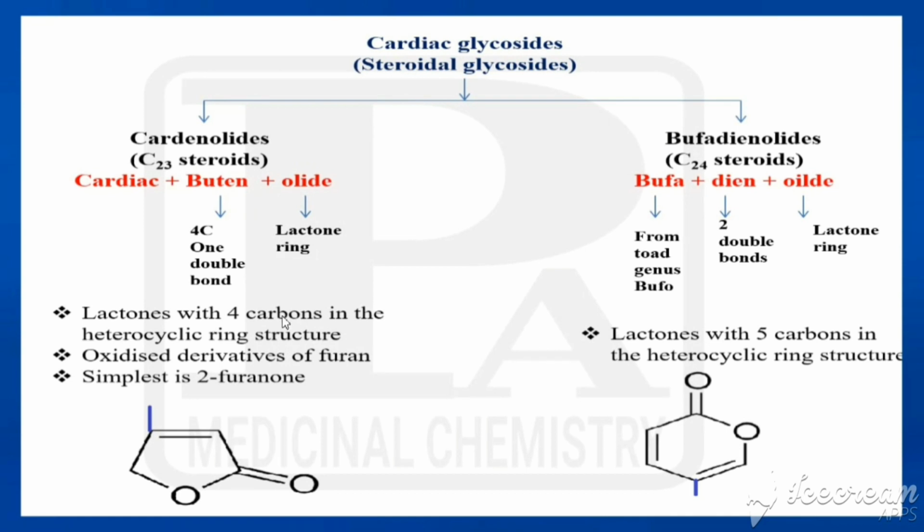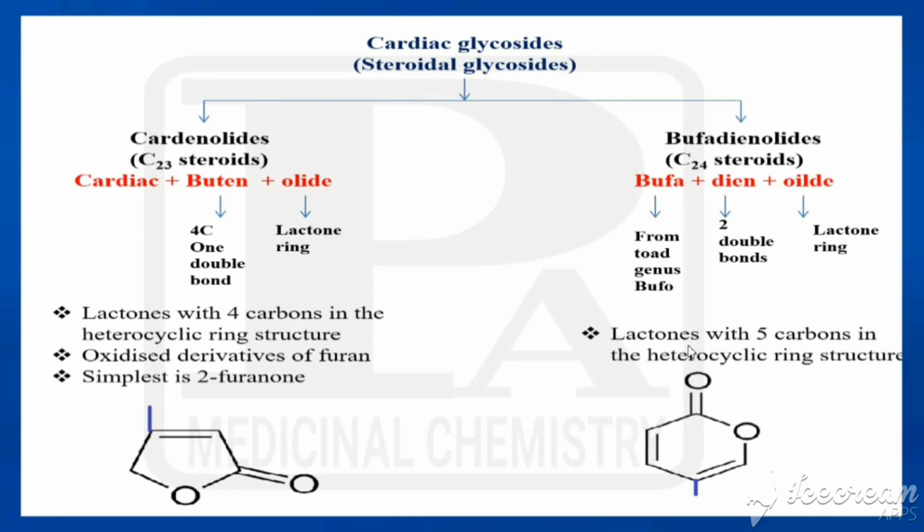So what are cardenolides? They are lactones with 4 carbons in the heterocyclic ring structure. They are the oxidized derivatives of furan. The simplest one is called 2-furanone. This would be the cardenolide. It is a 5-membered heterocyclic ring having oxygen inside with 1 double bond, having 4 carbons with 1 ketone. So that is a lactone ring, a 5-membered lactone. That is a cardenolide. This part would be attached to the steroid nucleus at the 17th position, that's why we are indicating this line.